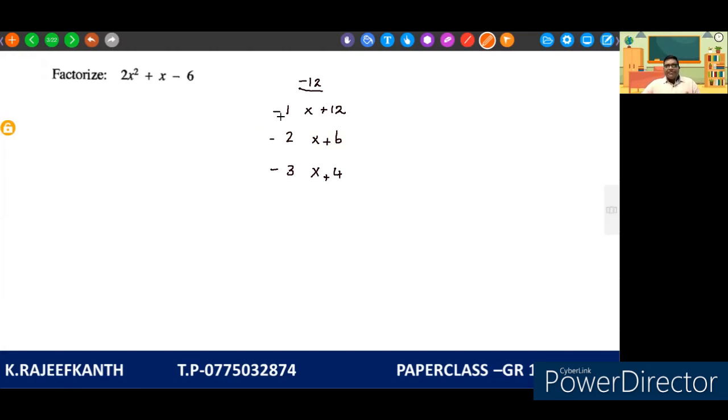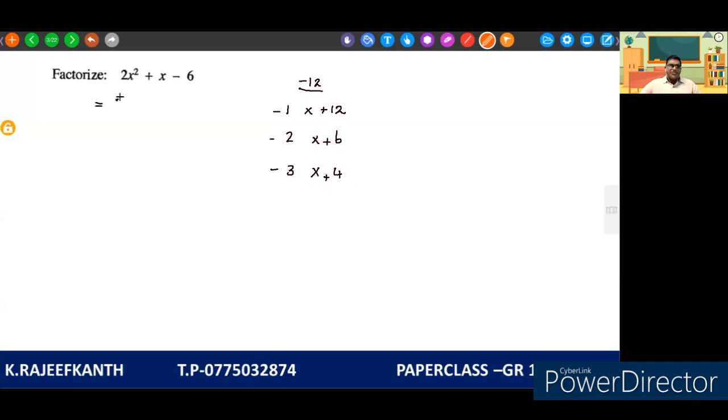Here, minus 1 into plus 12 is minus 12, but minus 1 plus 12 is equal to plus 11. Minus 2 times plus 6 is equal to minus 12, then minus 2 plus 6 is equal to plus 4. Minus 3 times plus 4 is equal to minus 12, and minus 3 plus 4 is equal to plus 1.